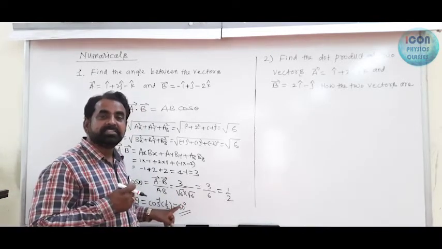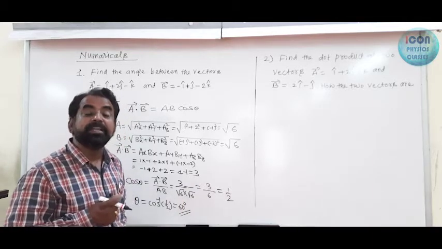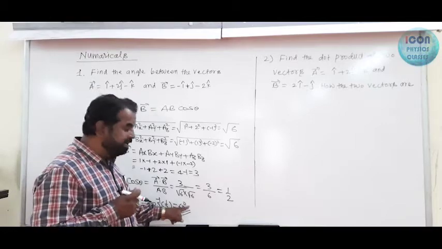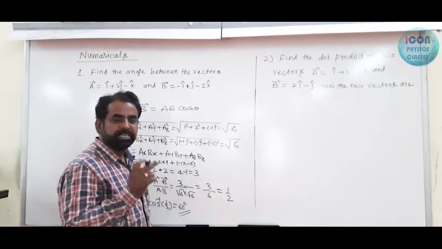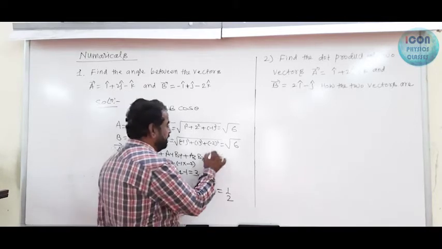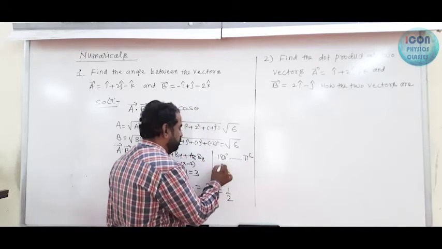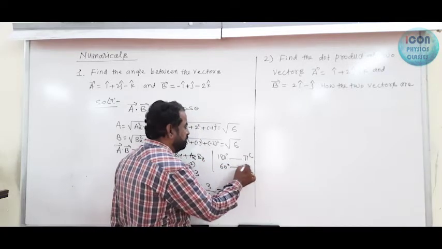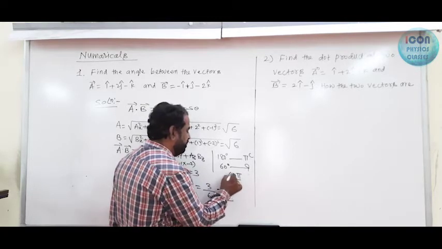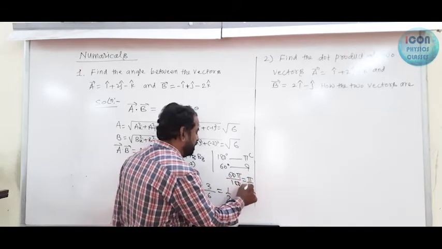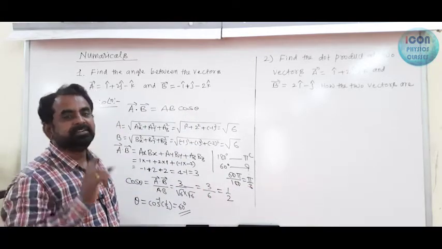What is the angle? 60 degree or pi by 3 radian. Do you know how the conversion of radian is done? 180 degree is equal to pi radian. Therefore, 60 degree is equal to how many radian? 60 into pi divided by 180, and so that is pi by 3 radian.